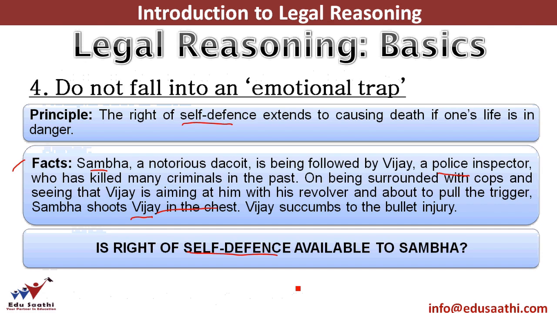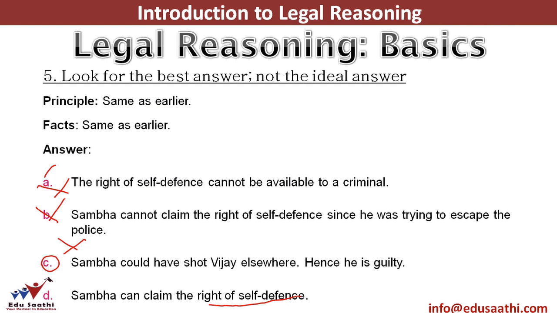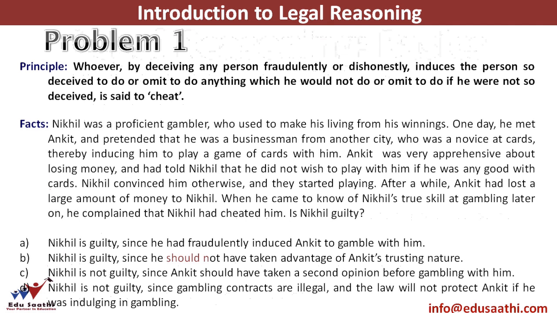As per the principle, like we discussed, the right of self-defense extends to causing death if one's life is in danger. In this case, Samba's life was in danger. So while saving his life and having a right of self-defense, he killed Vijay. So he will be given the right of self-defense.